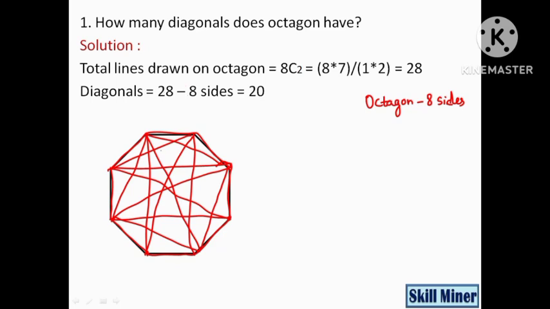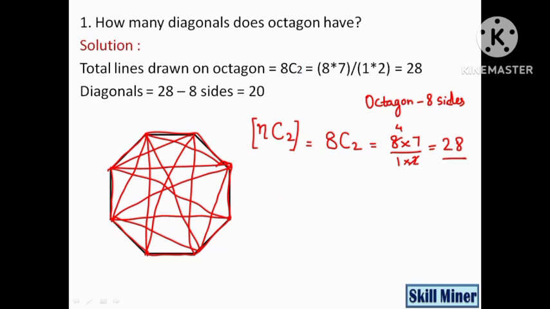to find the diagonals, first what we have to do now is find how many total lines we can draw on an octagon. That is given by nC2. Okay, this is the formula for finding the total number of lines. Since an octagon has 8 sides, 8C2 is 8 into 7 divided by 1 into 2, which is 28. 28 lines can be drawn in an octagon.